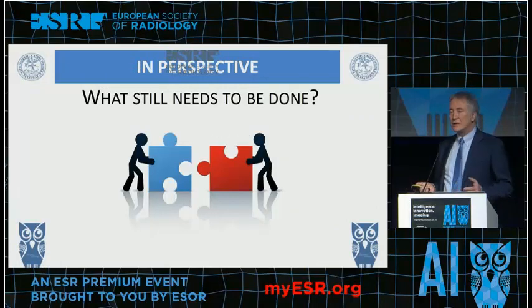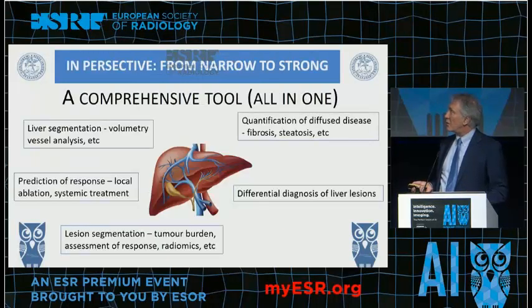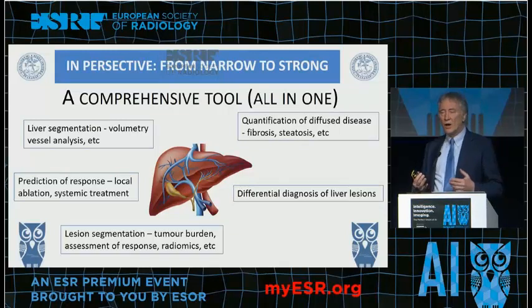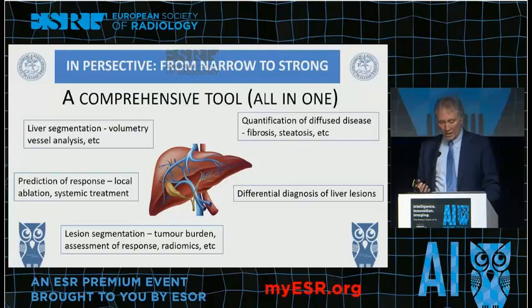So what is still needed to be done here in the topic of abdominal imaging and artificial intelligence? Well, first of all, we are really narrow. Most of the time, we are adopting very narrow artificial intelligence. We need to go to a more strong one. At least if we want to use all this data or all this information, we need to put this all in one tool. For example, for the liver, we need all these functions and quantifications put in the same program.